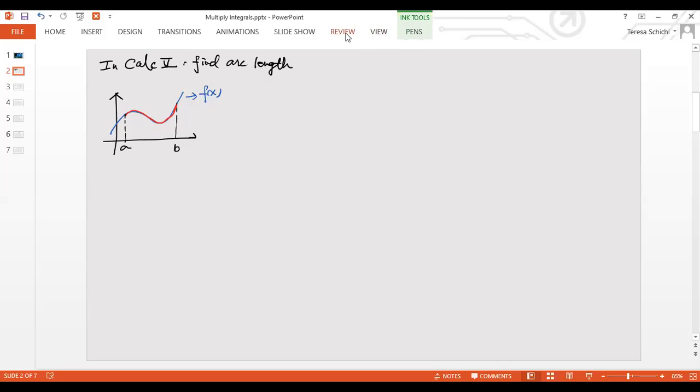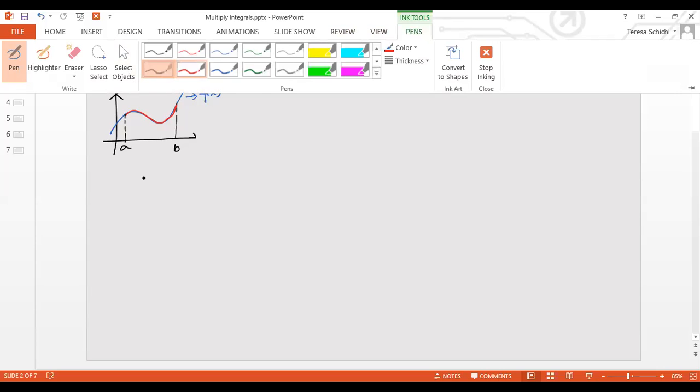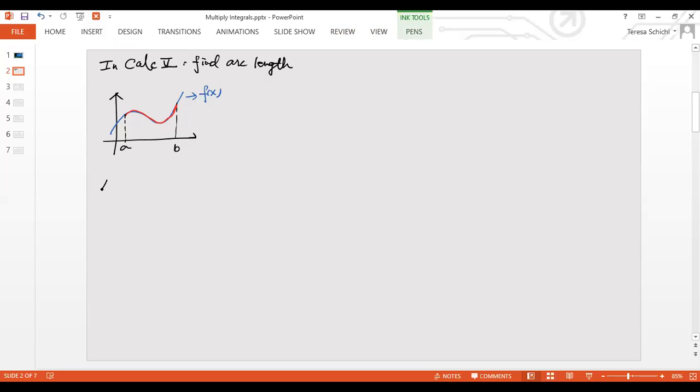If you still remember, the formula here says the arc length is the integral from a to b of the square root of 1 plus f prime of x squared, dx. So this is f prime of x squared, and then the dx is here. So how do we derive that?